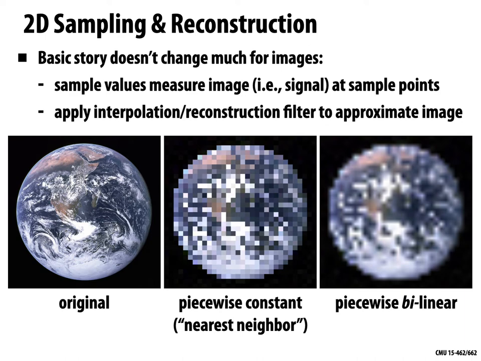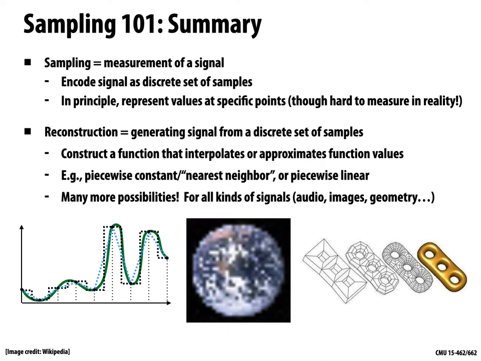Okay, so just a quick summary of the basic concepts of sampling. Sampling is basically just the process of measuring a signal and distilling it down into a discrete or finite set of samples. And in principle, the idea is that these sample values represent the true continuous function at certain points. Although the reality is any real measurement device doesn't quite give you that, right? It's really hard to get just the value of a continuous signal at a single point. Usually there's some kind of blurring out of the signal.